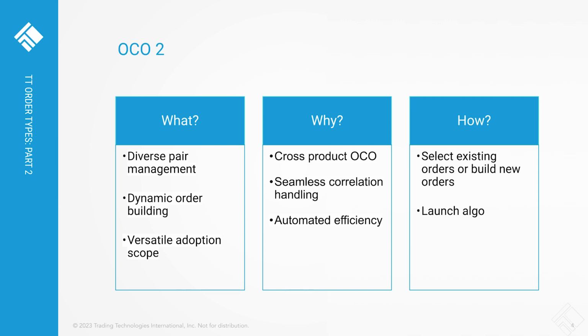So why would someone want to use the OCO2? Well, OCO2 allows the user to use the OCO functionality, but on two different products. This allows users the ability to work two different products that are correlated, and if one fills, it then will cancel the other order. It's also automated execution. OCO orders are executed automatically when certain conditions are met, which can, of course, save traders time and reduce the risk of human error. All right, so we'll move on to the platform here, and I'll demonstrate the OCO2.